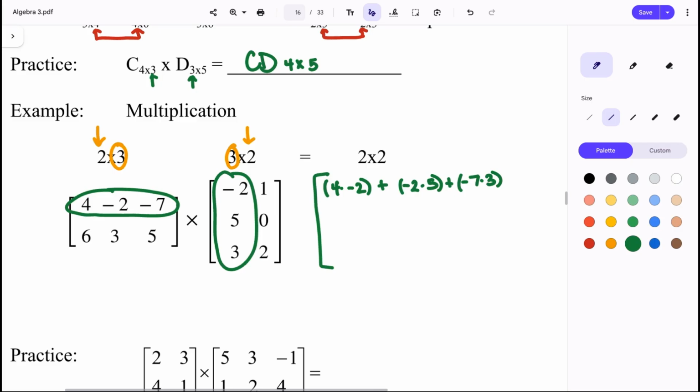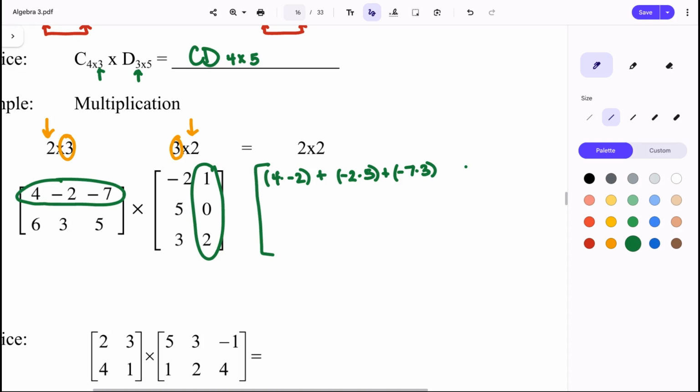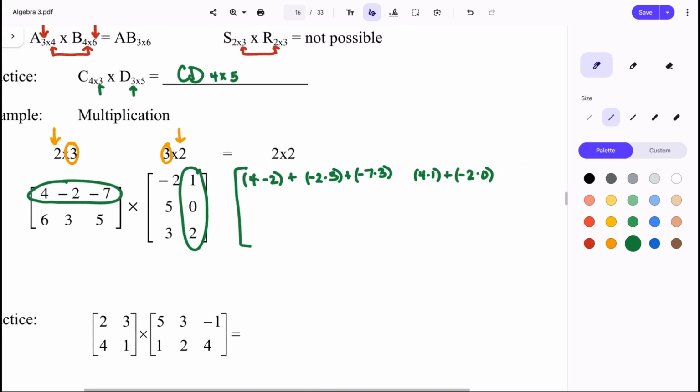Once you've got your first row times your first column, you now go on to your second column. Still the same row. So I'm still using the 4, negative 2, negative 7 for my first matrix, but now I'm going to take it times 1, 0, and 2. So that's going to say 4 times 1 plus negative 2 times 0 plus negative 7 times 2.